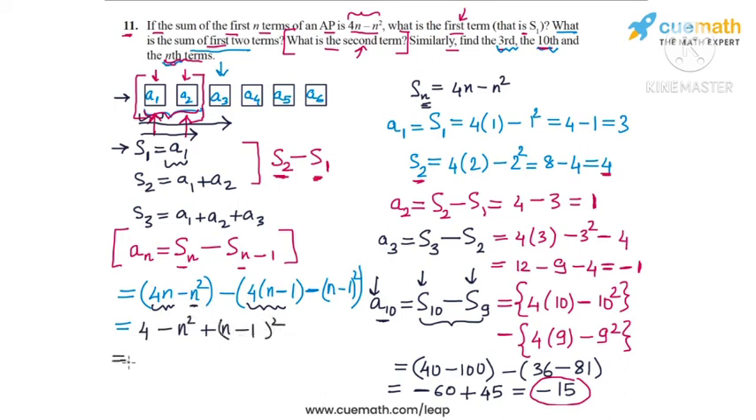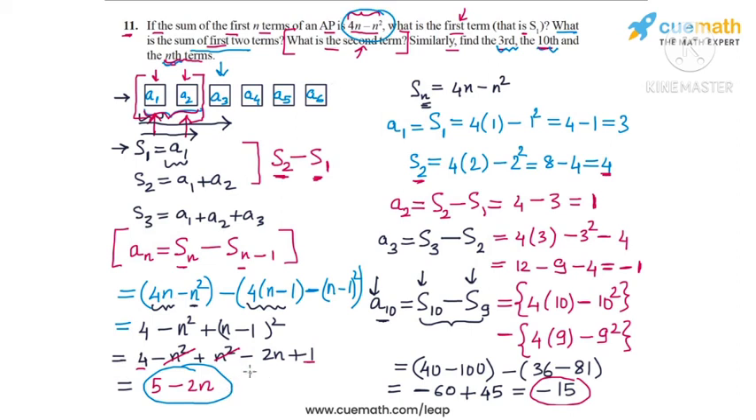This is equal to 4 minus n square plus n square minus 2n plus 1. And this will leave us with n square getting cancelled out. We'll get 4 plus 1 or 5. So 5 minus 2n. So we have managed to find a general expression for the nth term of this progression using the expression for the sum up to n terms.